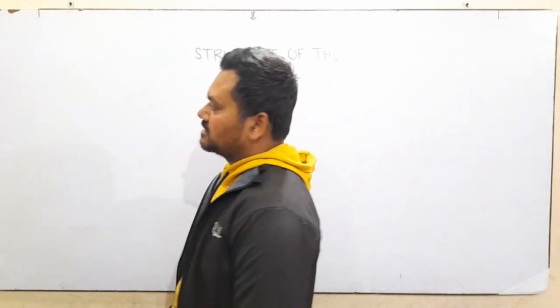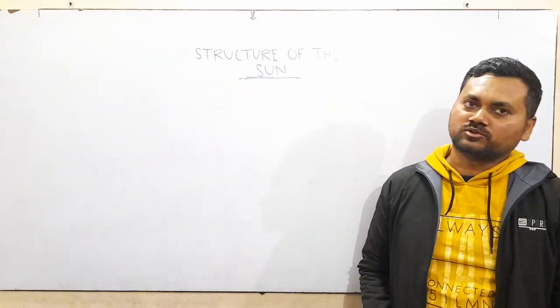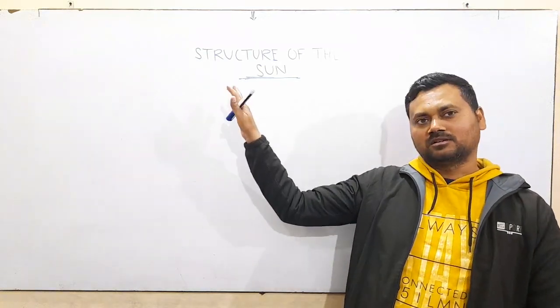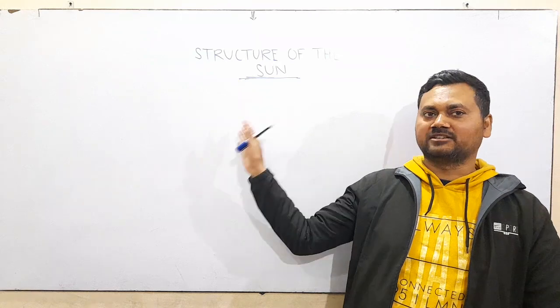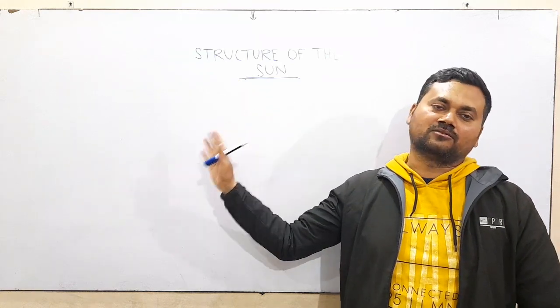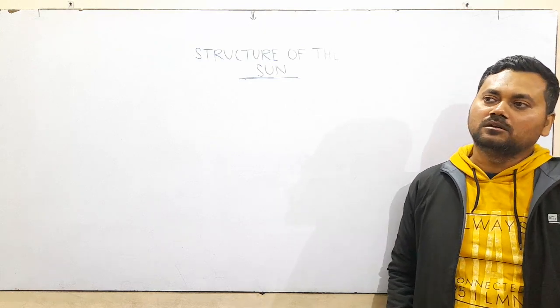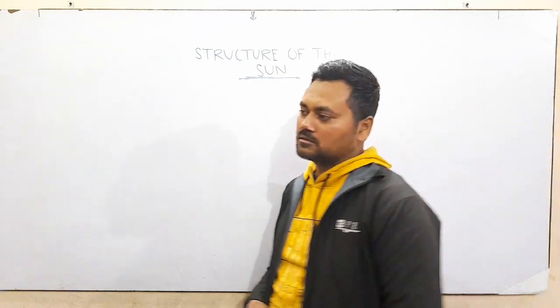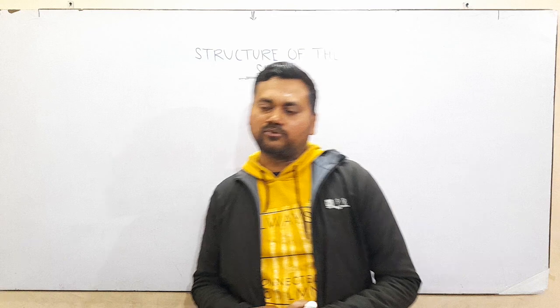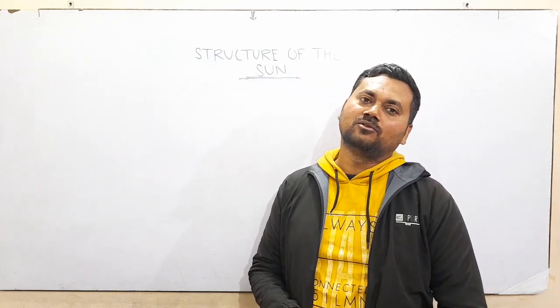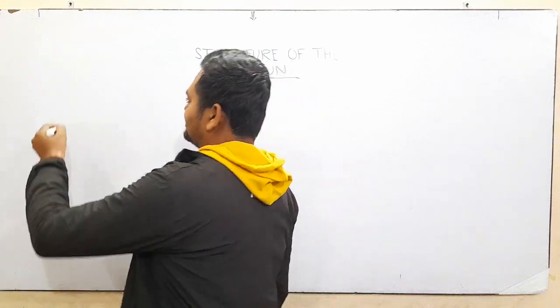So there are some basic information which we need to understand before jumping into the technicality of the structure of the head of the solar system. The Sun is a 4.5 billion years old structure.